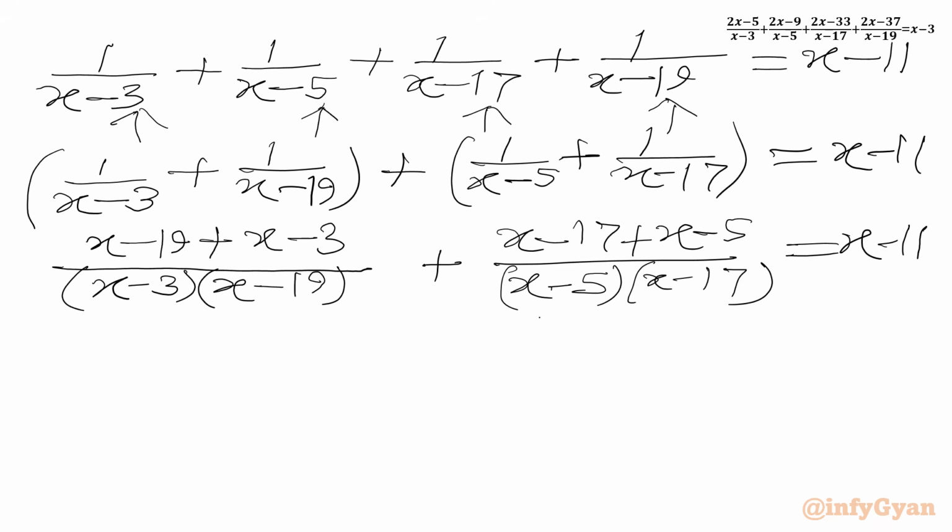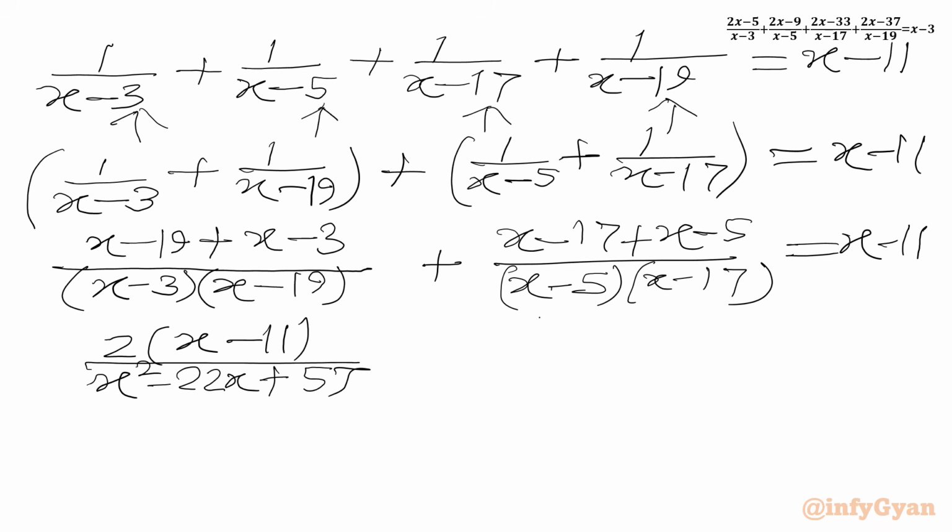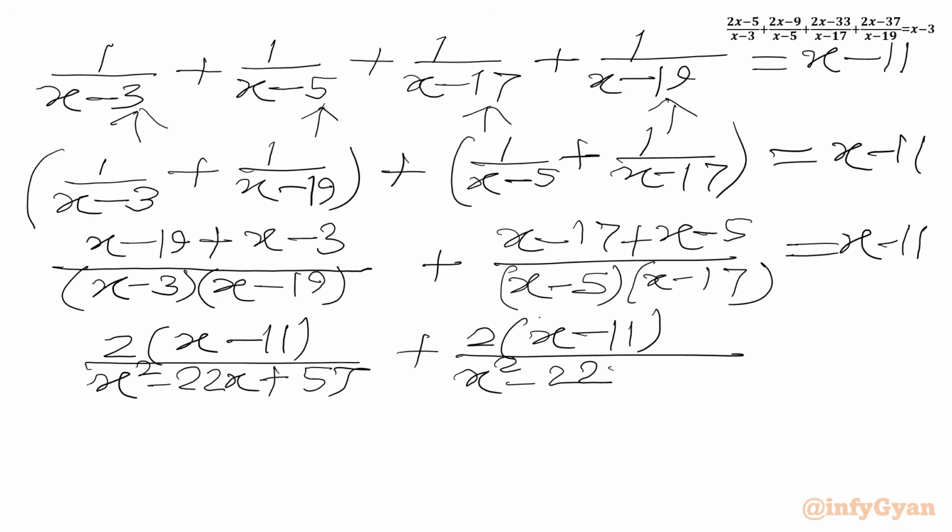Now we are going to get x plus x is 2x minus 19 minus 3 minus 22. So we can take 2 common. In the bracket we can write x minus 11. In the denominator we can write x square minus 19 minus 3 minus 22x plus 57. Here we'll write 2 times x minus 22. So 2 is common, x minus 11 in the numerator, and in the denominator we'll write x square minus 22x plus 85, equal to x minus 11.